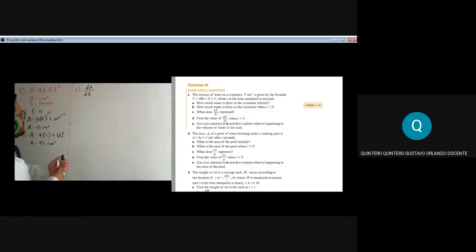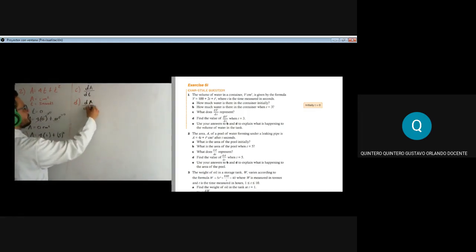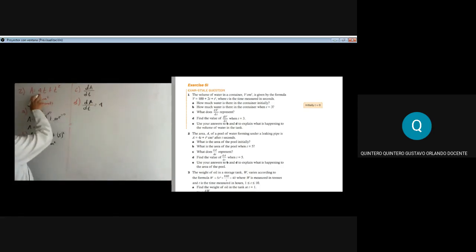All right, let's continue with question D. Find the value of dA over dt when t equals 5. So the derivative of this function, but when the time equals 5. This is absolutely simple. dA over dt will be the derivative of this function. You just need to differentiate: the derivative of 4t will be just 4, plus the derivative of t squared, which is 2 times t, right?